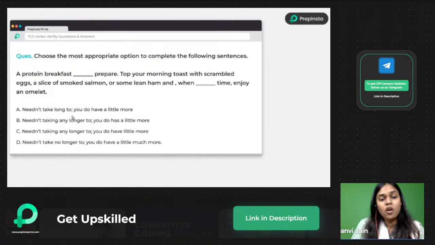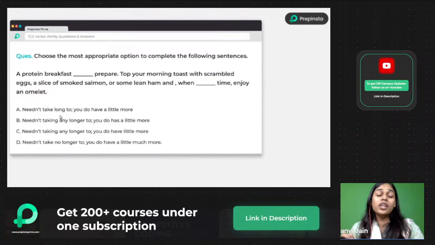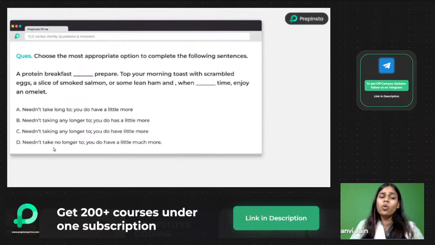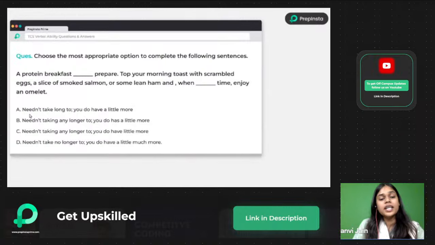Now any longer over here is a comparative form. Again, comparative form works only when there are two things to compare. But here there's no thing to compare. There's only one statement. So we don't need any comparative form, and we don't need any negative sentence over here. Hence, we are going to use the sentence, need not take long to prepare. So it's very easy to prepare. It doesn't take a long time.